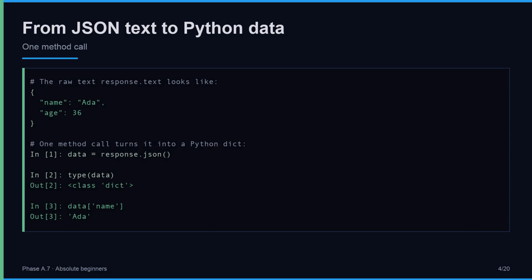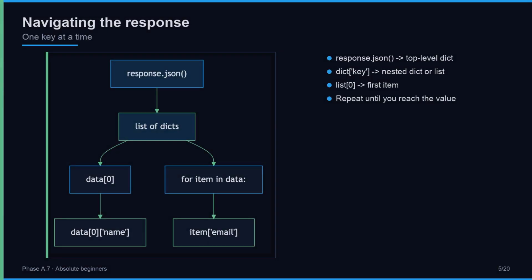Here is the transformation in code. Response.text gives you the raw JSON as a string, curly braces, quotes, commas, all as text. One call to response.json parses that text and returns a real Python dictionary. The type confirms it, class dict. From there, you access fields the same way you always have, data square brackets name gives ADA. The text version was just a string. The parsed version is a dictionary you can index. Always call .json when the server sent JSON, never try to parse the text by hand. One method, real data.